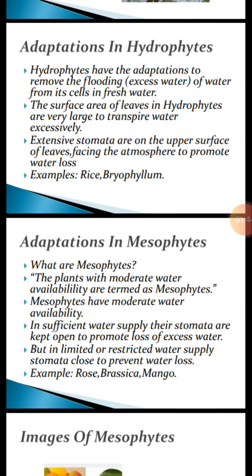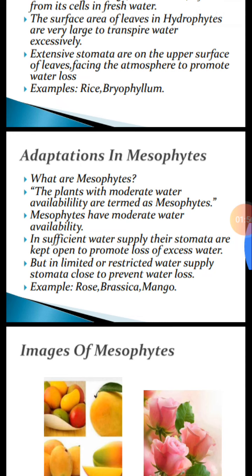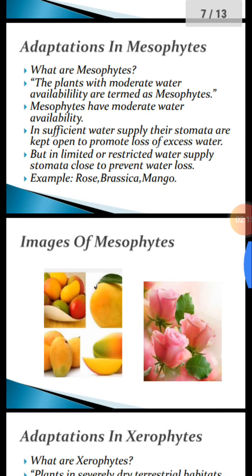Adaptations in mesophytes. Now, what are mesophytes? The plants with medium water availability are called mesophytes. They have moderate water availability. With sufficient water supply, their stomata are kept open in order to promote loss of excess water, but with limited or restricted supply of water, their stomata close in order to prevent water loss. Its examples are rose, brassica, and mango. As you can see in the images, mangoes and roses.